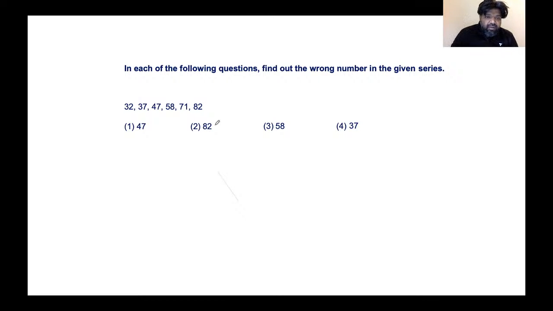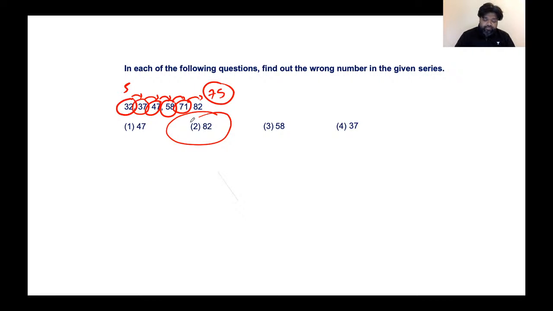See, 32, sum of the digits is 5. It will become 37. 37, sum of the digits is 10. 47, sum of the digits is 11. 48, 71. 8. 79 होना चाहिए था. But it is 82. So what's the wrong number in the series? 82. Is it clear?